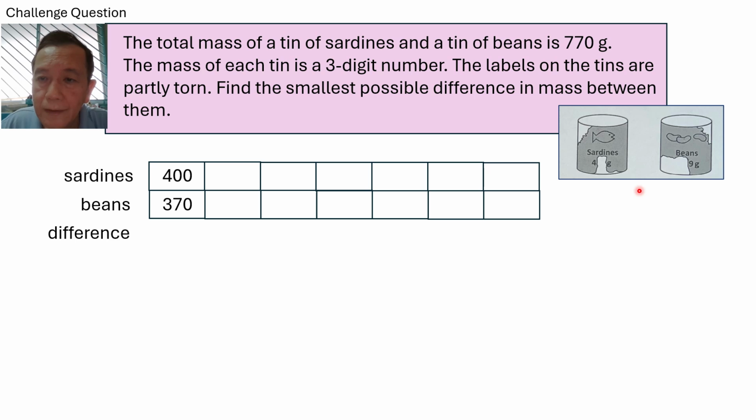But the last digit for beans is 9, not 0. So we adjust this, 379. Subtract from this, we have 391. Now that's a problem. It's supposed to start with 4, not 3. So this cannot be the answer.